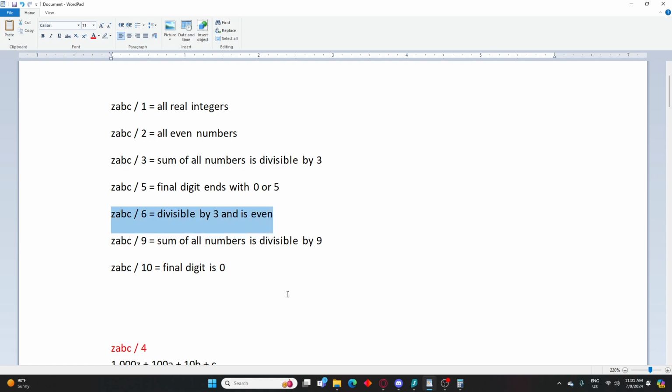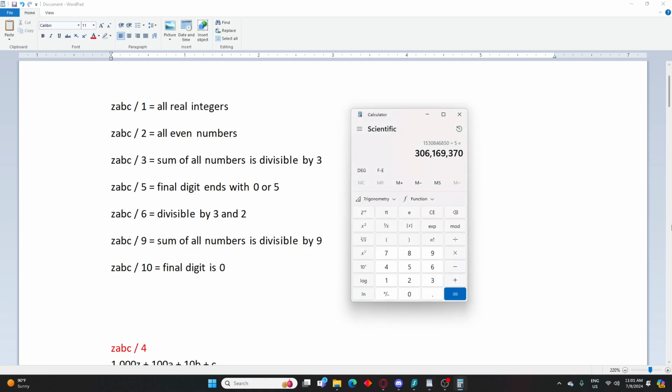Divisible by 6. If a number is divisible by 3 and is even, aka it's divisible by 3 and 2, then it is divisible by 6. So let's go back to that example earlier, 1, 2, 3, 4, 5, 6. Is it divisible by 6? Well, we already know it's divisible by 3 and it is indeed even. So yes, it is divisible by 6.